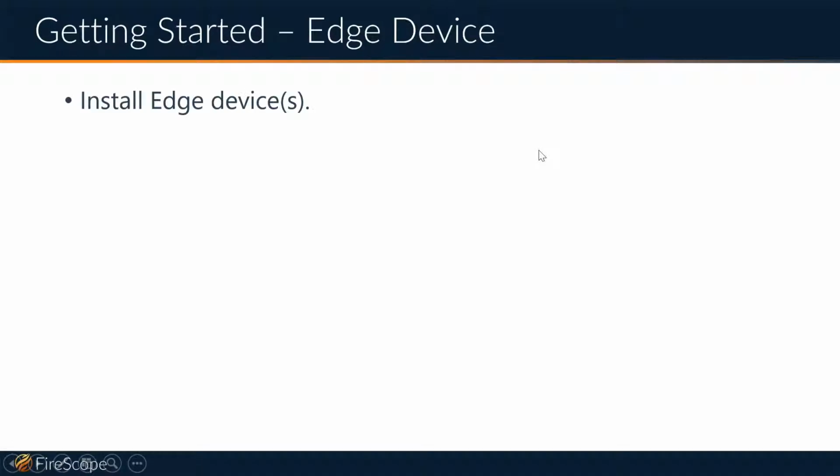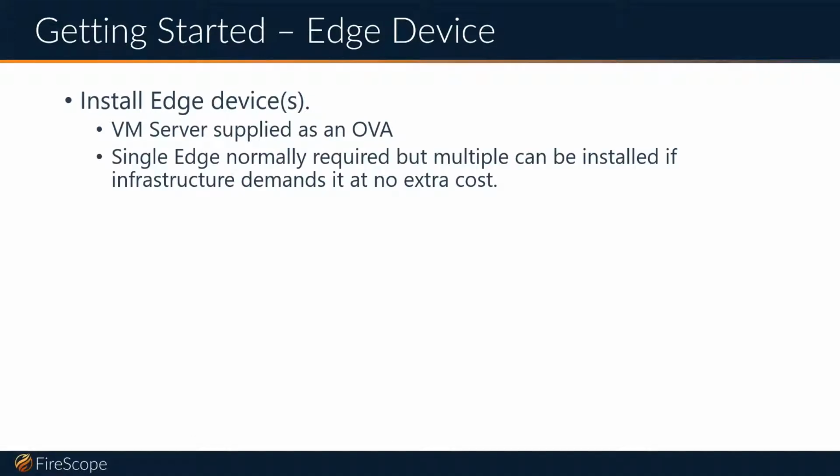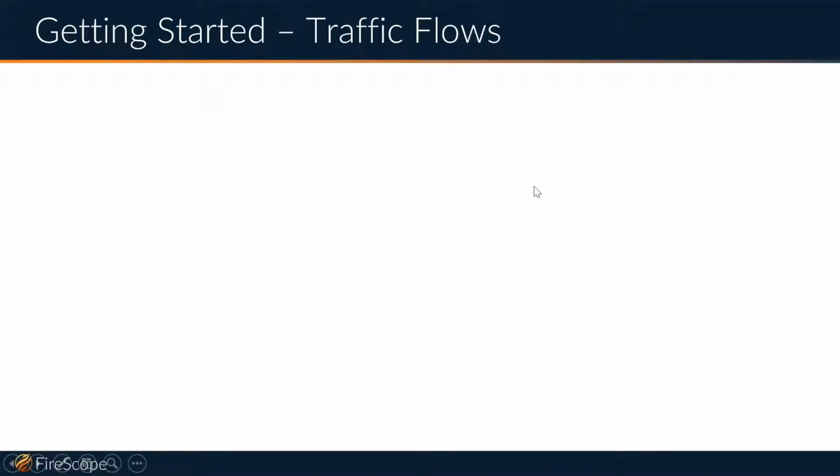This is simply a virtual machine which we supply as an OVA. Normally you'll have one of these, but we might have to consider multiple if your infrastructure demands it, and there's no extra cost. You can have as many of these as you like, but it's all about the simplest way to collect data and get it into our software.